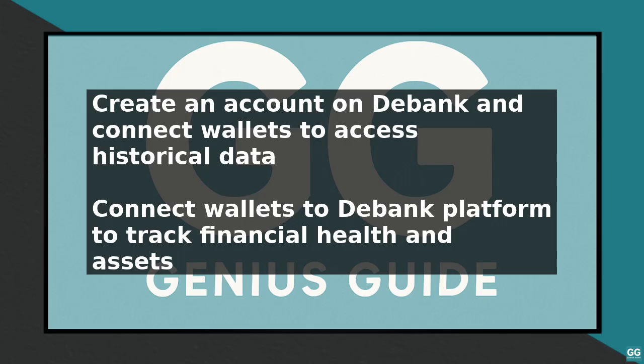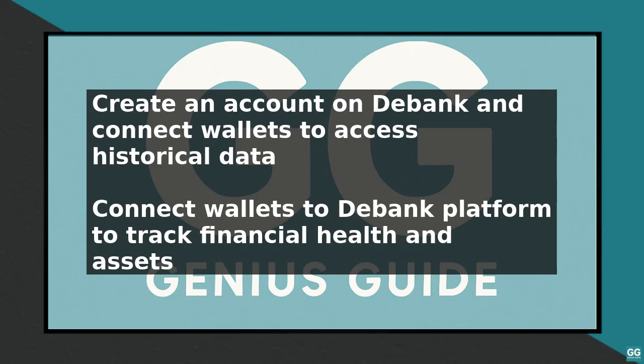First, you need to create an account on Debank and connect your wallets to the platform. This will enable you to access your historical data. Once you have connected your wallets, navigate to the Debank dashboard and click on the Portfolio tab. This tab displays an overview of your cryptocurrency assets and liabilities.